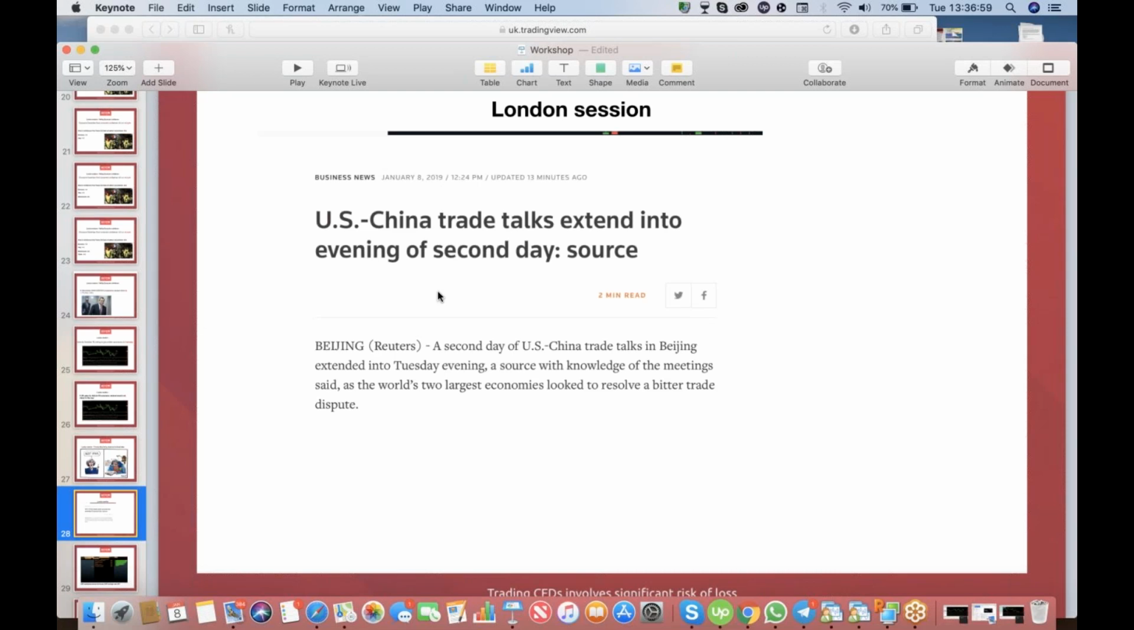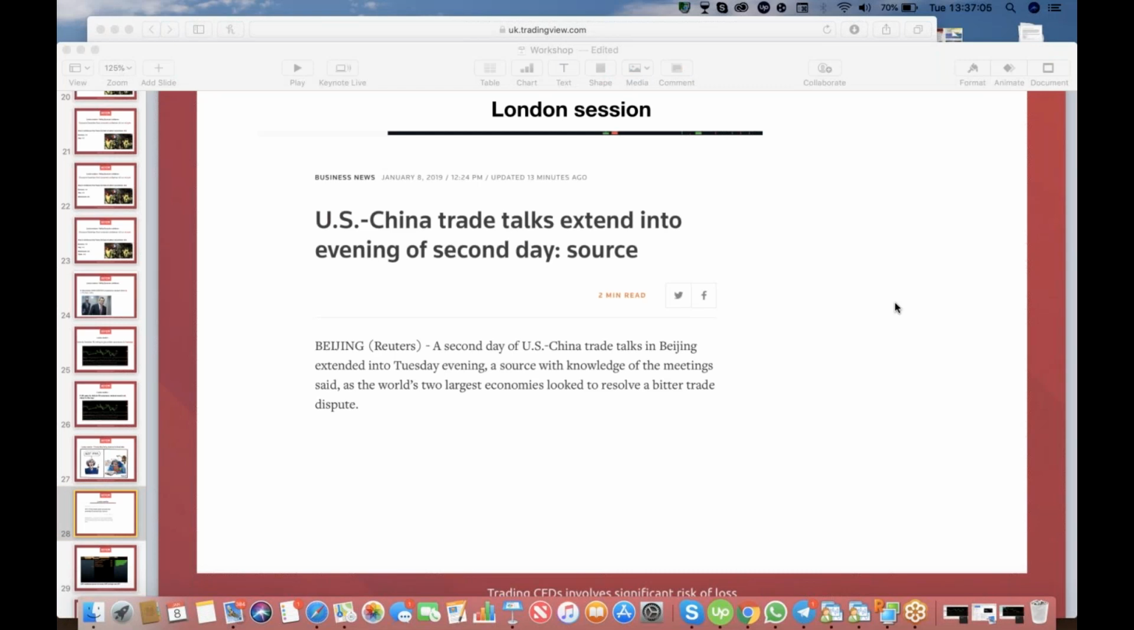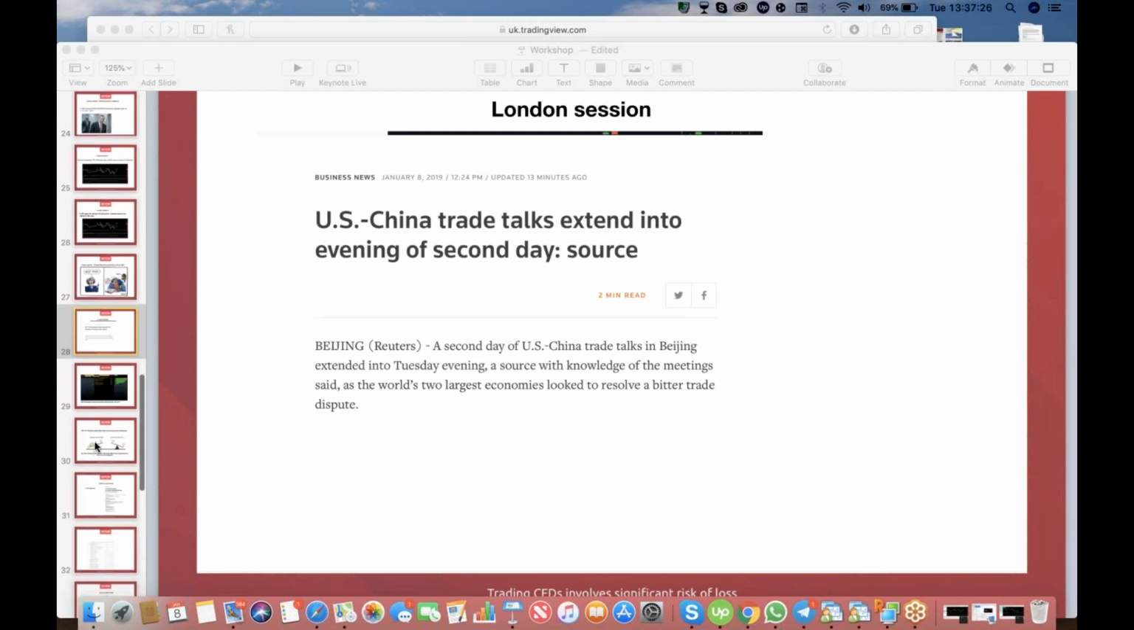So that's something to be aware of, the second day of US-China trade talks. So there's potentially a red flag. The red flag here is that there's US-China trade talks going on, and the resolution or non-resolution of this is going to have a reaction within the market. So this is just something to be aware of going into the situation.